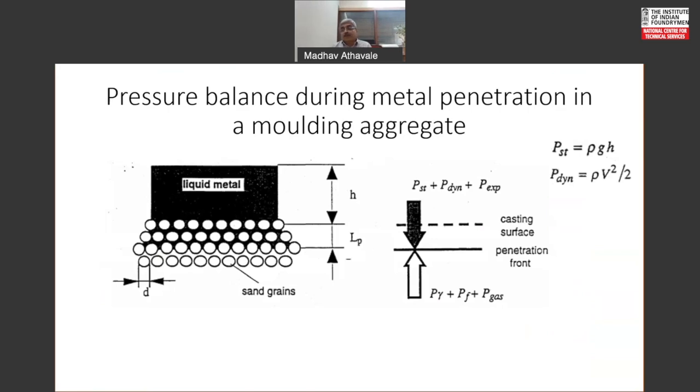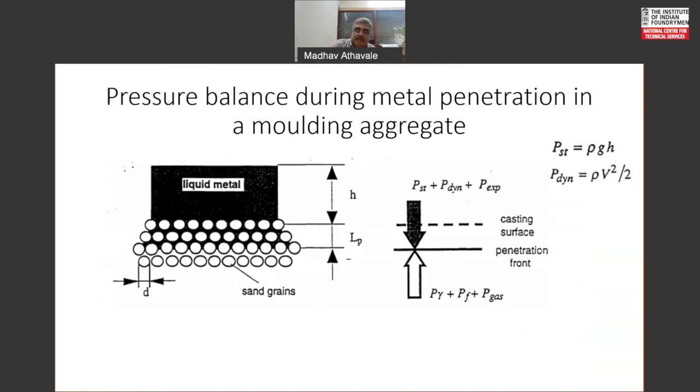P dynamic, because this sort of represents the dynamic pressure, the kinetic energy which the metal gets because of the speed with which the metal is entering. So the way your running system has been designed, what is the geometry of the casting?